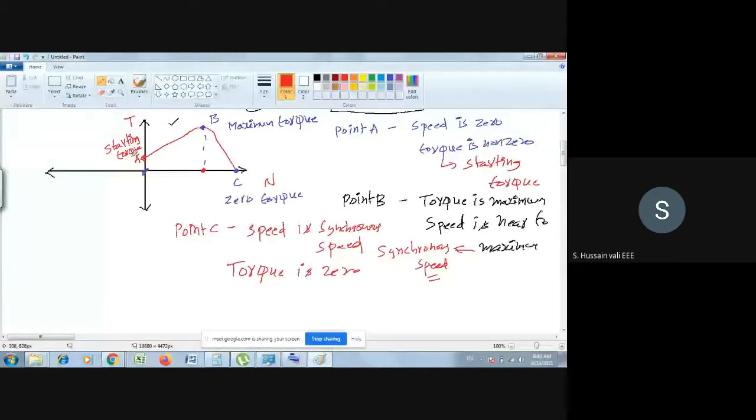Now, starting torque: you have an induction motor and the induction motor is loaded. Say, for example, you have a washing machine. You fill the washing machine with all the clothes. Now assume that the motor in the washing machine is an induction motor. Nowadays they are not using induction motors, they are using some special kinds of machines, but in the olden days they were using induction machines only. So that case I will discuss now.